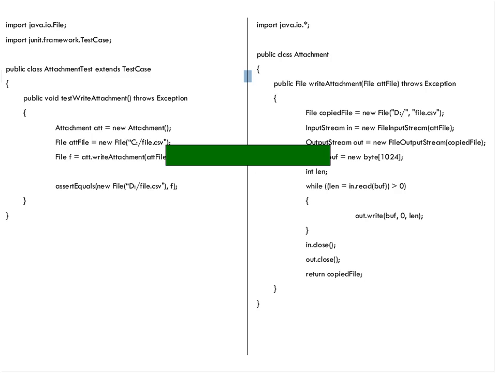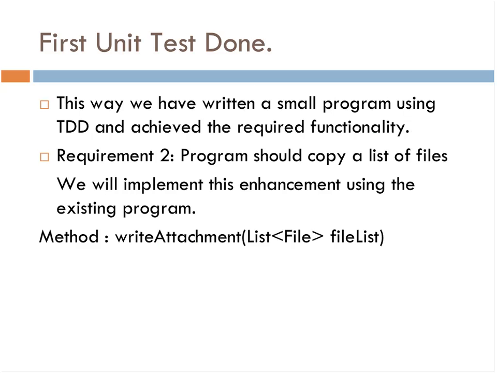Now let's take it to another level. Your first test case and the corresponding code are done. We have written a small program using TDD, and whatever functionality was required we have achieved. Now let's say you get another enhancement to that functionality, which says that instead of copying one single file you copy a list of files. Obviously your method signatures will change, a bunch of things will change here and there, and your logic will change.